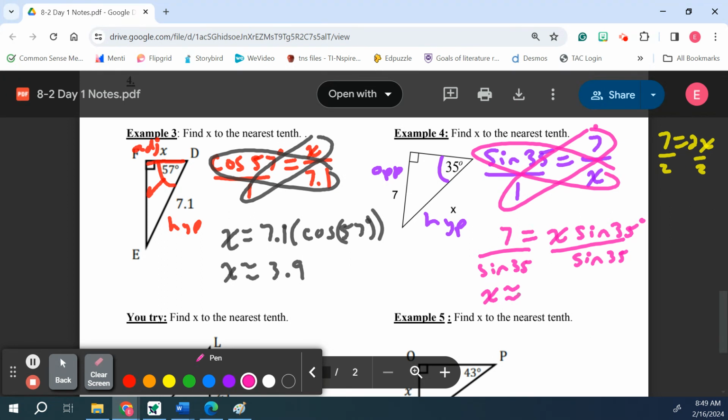You got 12.2? Who said it? That's the answer. Yep. Look, I got the same thing. Don't have your calculator, do you, Kira? Oh, you do? Okay. Just checking.